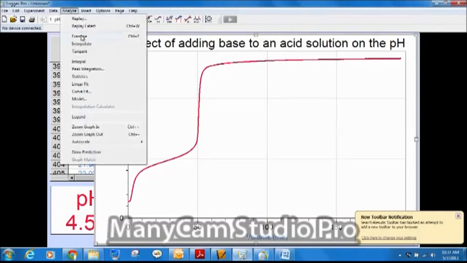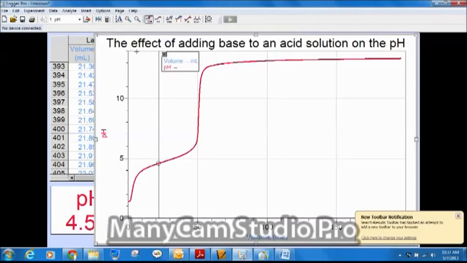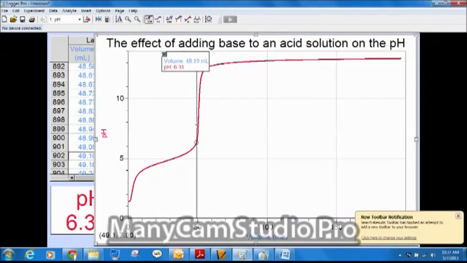I also want to analyze. So I'm going to go to Analyze and go to Examine. And you can see this vertical line. Now, this vertical line is helping me tell what's happening. See where the circle is here, where it's intersecting that red curve? That's telling me exactly what the values are for both the horizontal and vertical axis at that point.